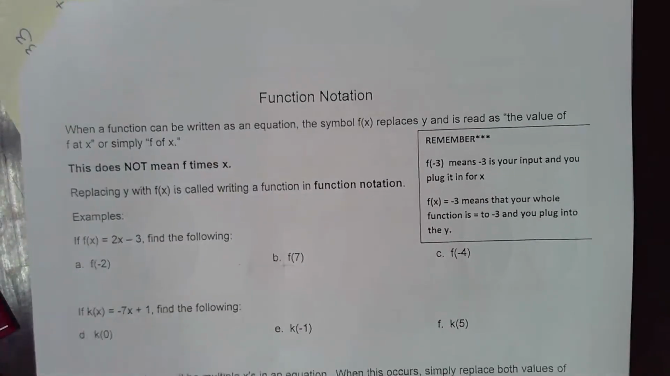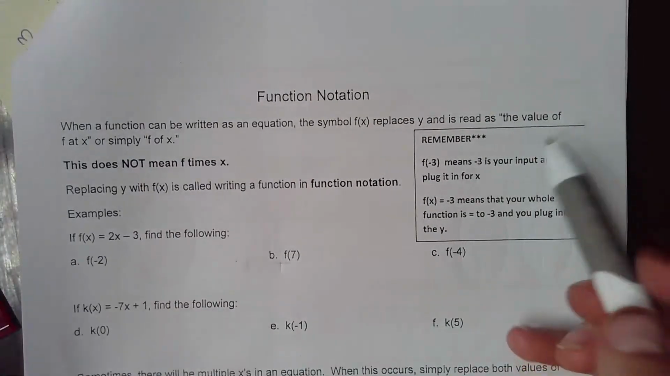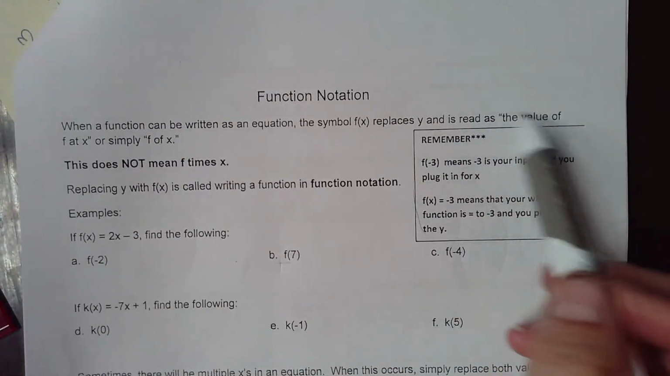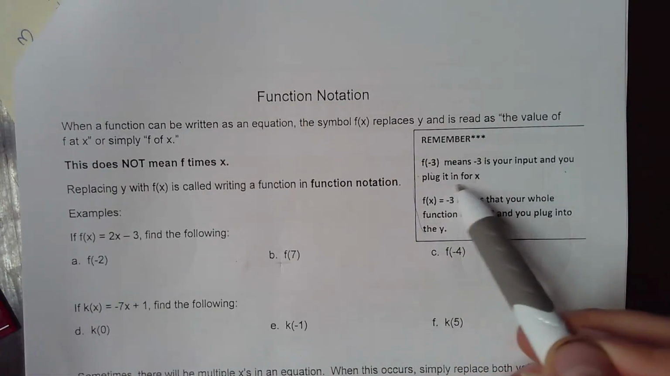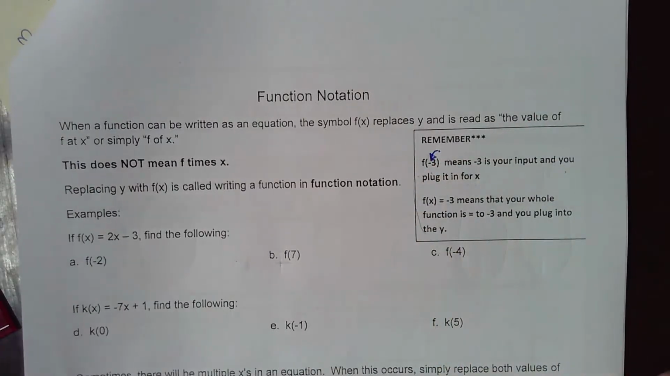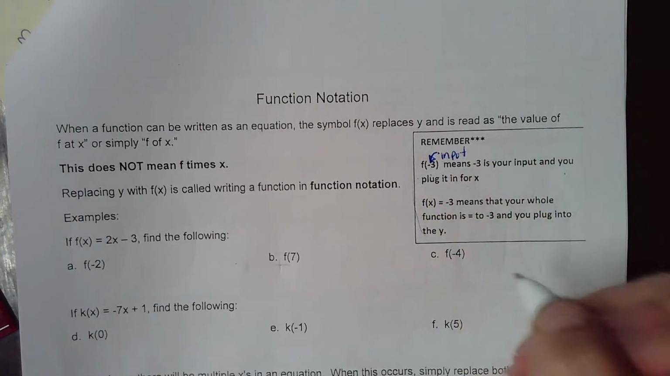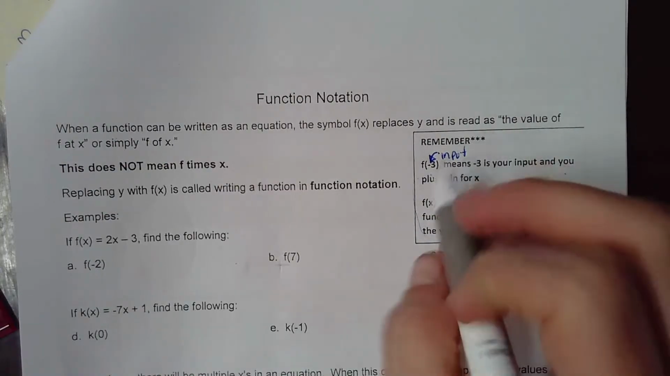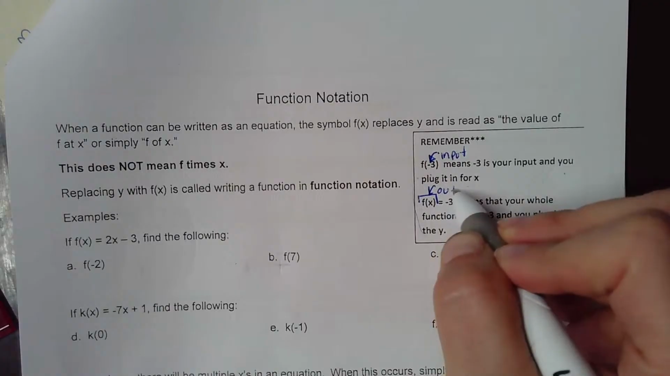Function notation. On this page here, it actually gave us a clue that f at -3 means -3 is your input. You plug it in for x. So if I see this number here, this is an input. But if I see f at x equals, I'm not given x, I'm given the whole thing. That's our output.